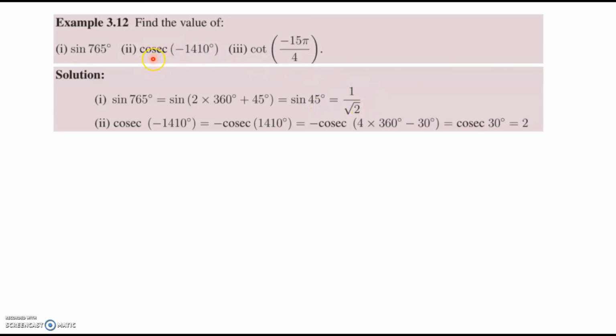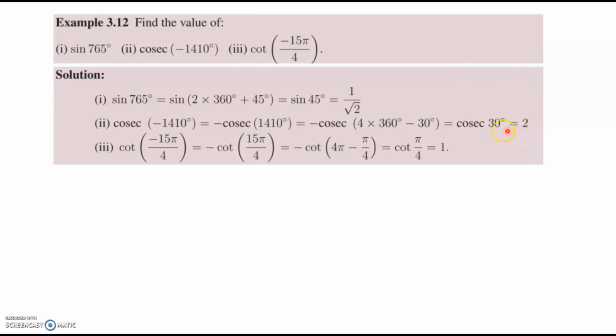Similarly, we can apply the same technique for cosecant minus 1410, and your answer would be cosecant 30 degrees, which is equal to 2. And for cot minus 15 pi by 4, your answer would be found by solving this using the same method as the first one.